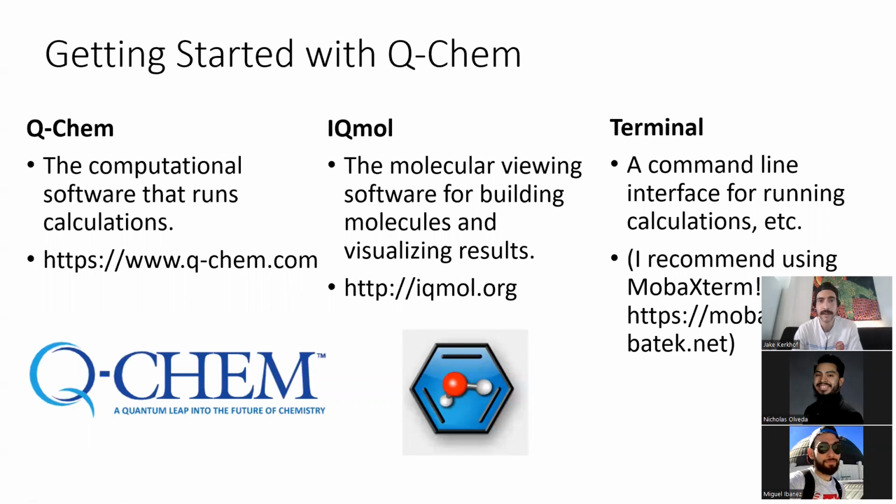So Q-Chem has two components. You have Q-Chem, which is the software that performs the calculations, and then IQmol, which is the software where you can build molecules and look at the results. And then to run calculations, you need to use a terminal because Q-Chem is only on servers at our school. So you need to use a terminal to access those servers and start the calculations.